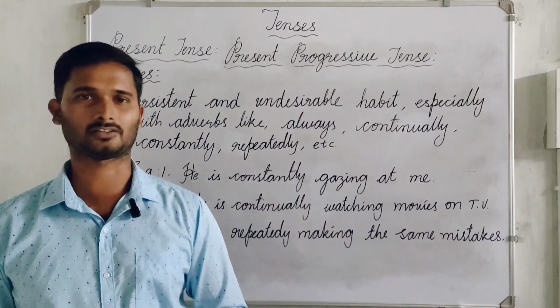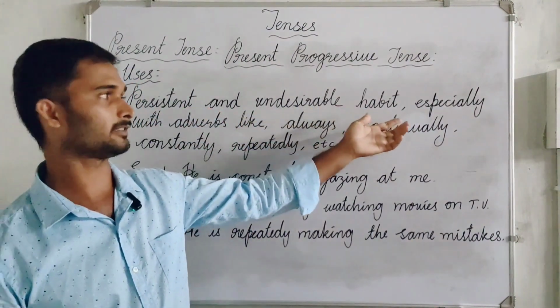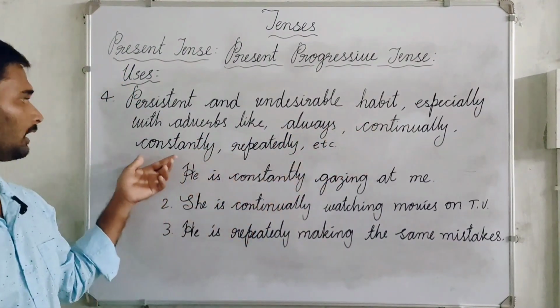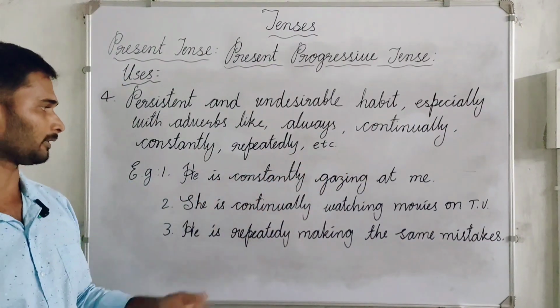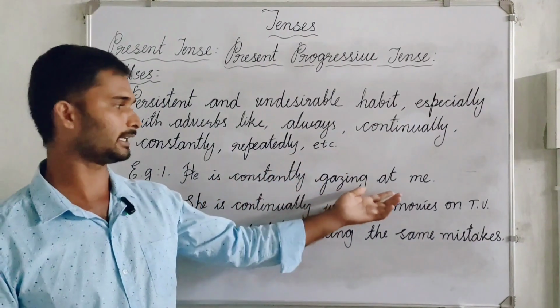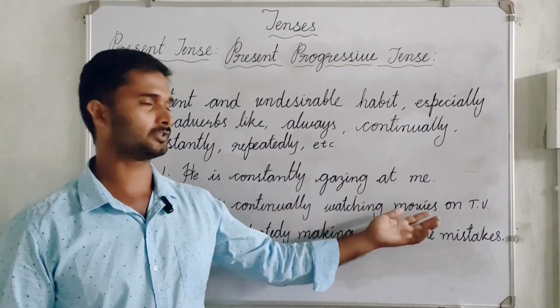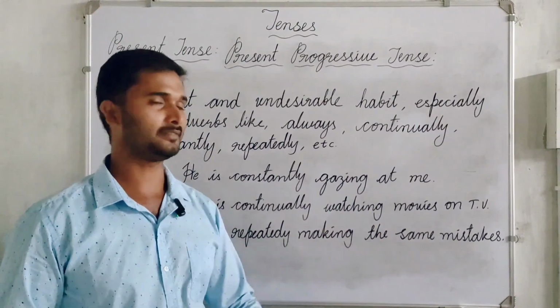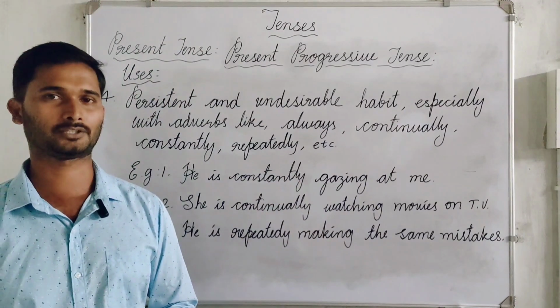Present progressive tense is also used to express some persistent and undesirable habits, especially with adverbs like always, continually, constantly, repeatedly, etc. Here are a few examples. He is constantly gazing at me. She is continually watching movies on TV. He is repeatedly making the same mistakes. Some adverbs are used to express this use.